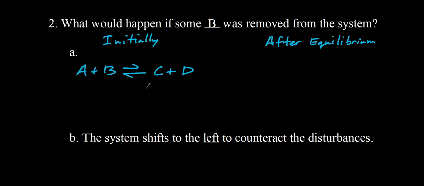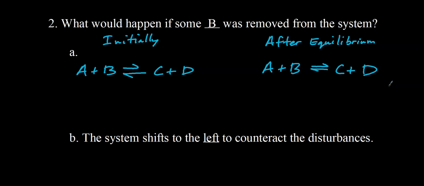Again, at some point, equilibrium will be reestablished, different than what we started with. So notice I have these shorter arrows here, and we have a new equilibrium. So what do you notice about the forward and reverse reactions? Well, it looks like the reverse reaction is faster than the forward reaction. When that is true, we say that the equilibrium shifts to the left.